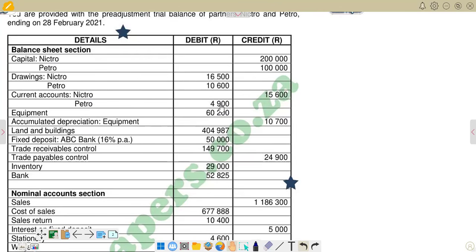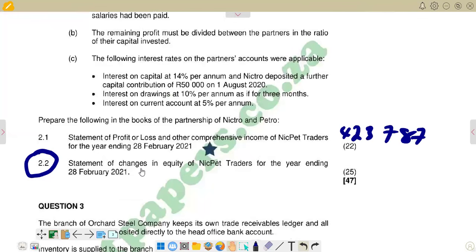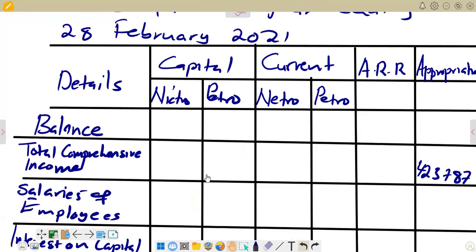If the current account has a debit balance, like in this case, it means we're going to show it as a negative figure in the statement of changes in equity. But if it's a credit, we show it as positive. The same applies to capital: these are credits, so we are going to show them as positives. So this is what we have. We can just go there and summarize the opening balances. If you come to your answer section, for the capital of Nictro, remember the balance that we have there is 200,000, so we are going to say 200,000. Then for Petro, we have 100,000.